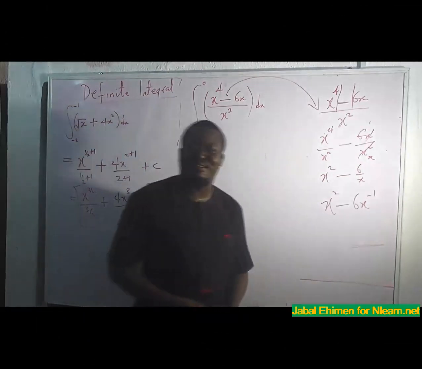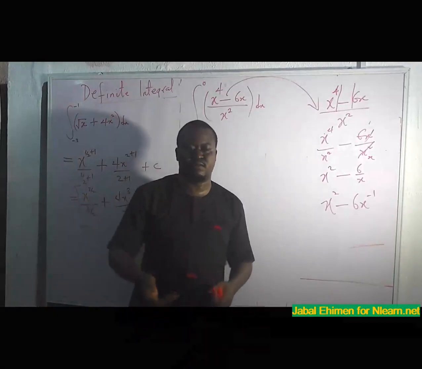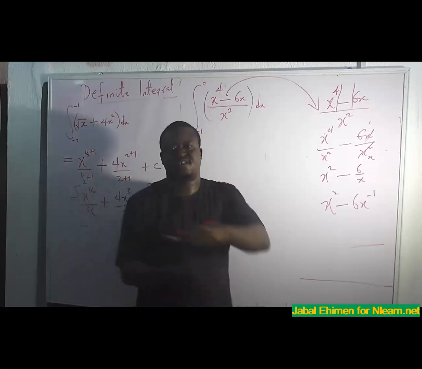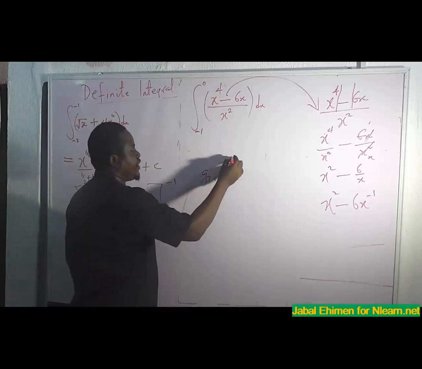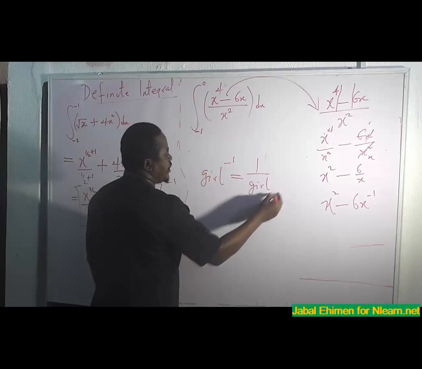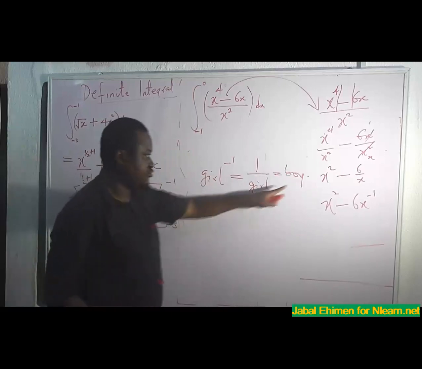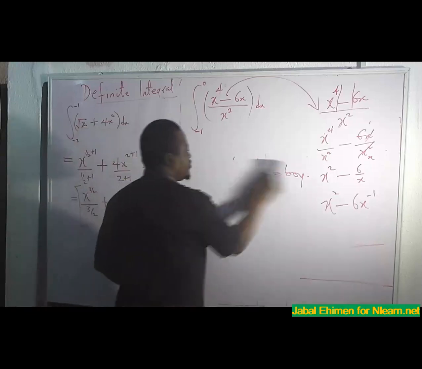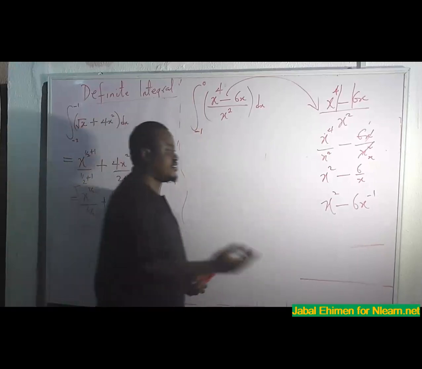Don't forget, anything that is raised to power minus 1, they say reciprocal. Reciprocal means the other side of something. I believe you understand that. So it reverses itself. So if I say girl raised to power minus 1, what it means is 1 over girl, and it equals boy. What it means is that the other side of a boy surely will be a girl. Probably the cosmologists also use that.